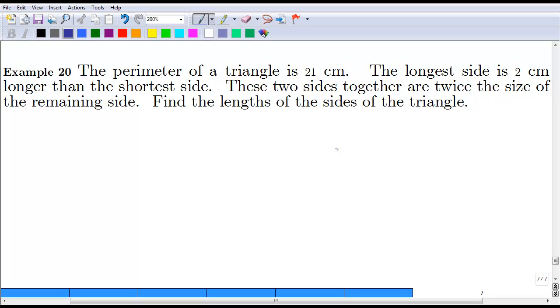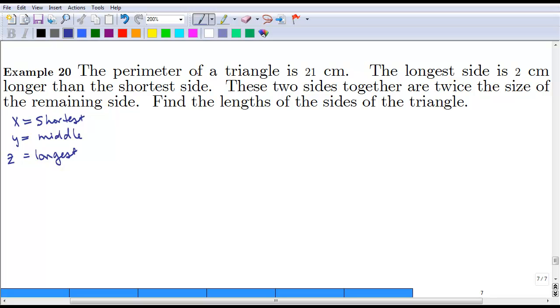Again, we want to make sure that we identify what our unknowns are. So in this case, we'll call x the shortest side, y the middle length, and z the longest side. You can use A, B, and C if you prefer. We'll use x, y, and z in this case. In this case, we're just essentially looking at each one of these sentences as a different equation.